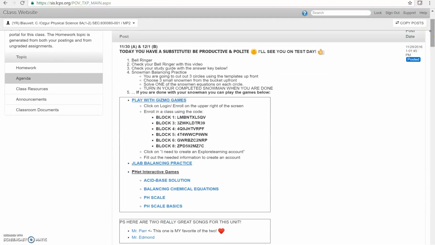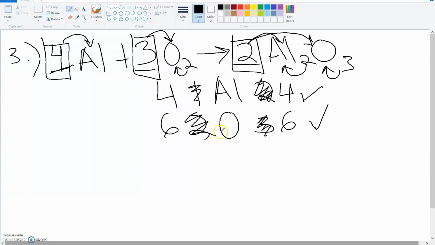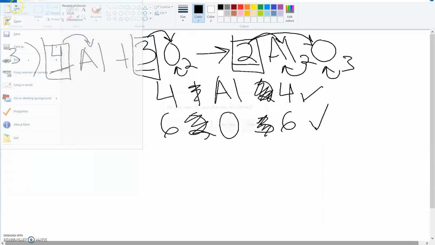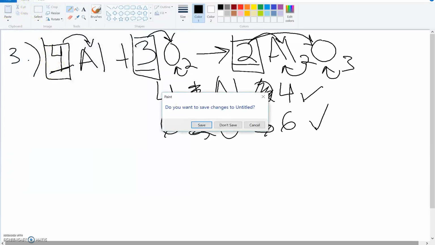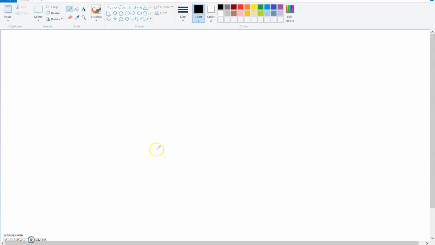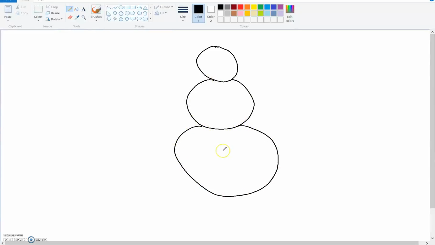Alright, so once you check that, the last thing you have to do for today would be your snowman balancing practice. So what the snowman balancing practice is, I'll give you a quick example. Let me draw it out. Alright, so what your snowman balancing is, you are going to use the templates up front and some white printer paper, and you're going to cut out a circle for the head, a circle for the body, and a larger circle for the bottom part.